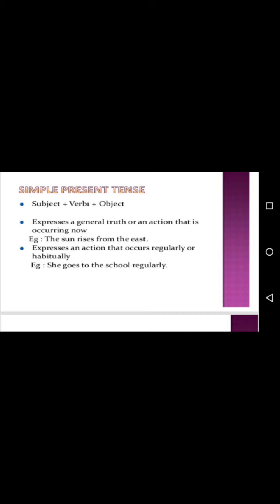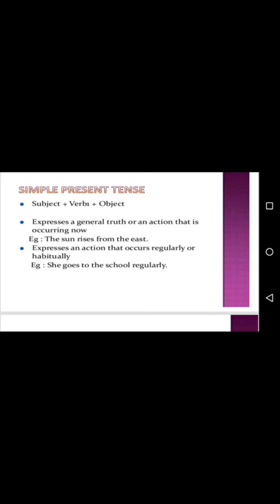First one is simple present tense, and we are going to see how the sentence is formed. The formation is subject plus verb, that is the first form of the verb, and object. This is for an affirmative sentence. We will be talking about all the kinds of sentences in detail in the next slide.